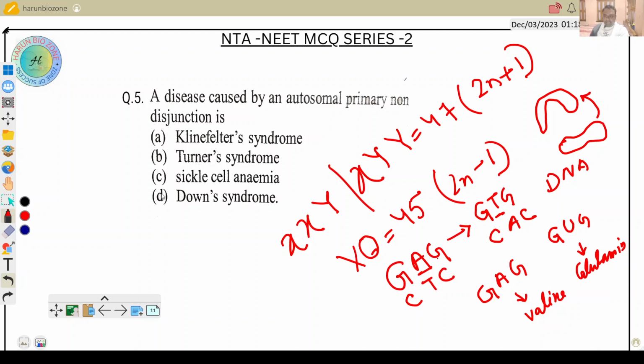The right answer is Down syndrome. In Down syndrome, chromosome number 21 becomes double, a duplicate of chromosome 21. So here the chromosome number becomes 47. It occurs in a child. Okay.